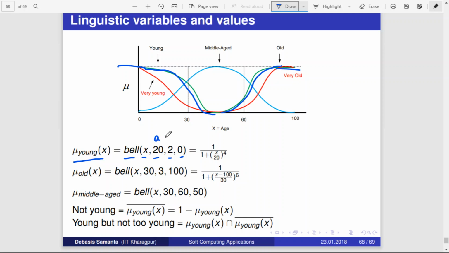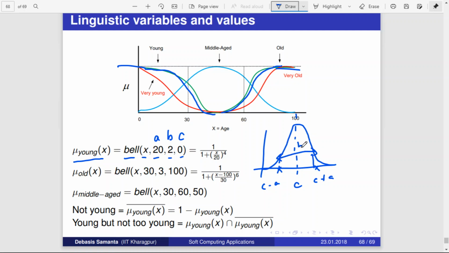This is x, this is a, this is b, and this is c. If you recall from that, I will try to draw here. The curve will be something like this. This point is nothing but c. Then we take some point here which is c minus a, and some other point which is c plus a, and it will cut the graph somewhere, so that this point is nothing but b.